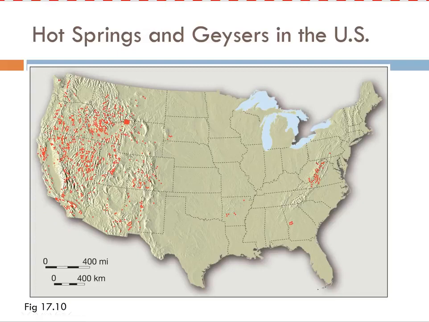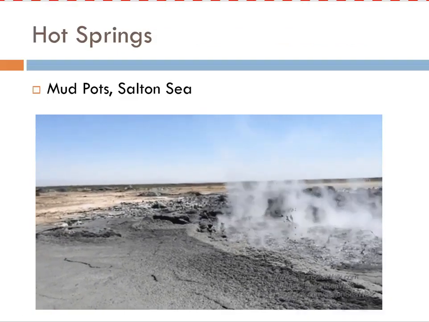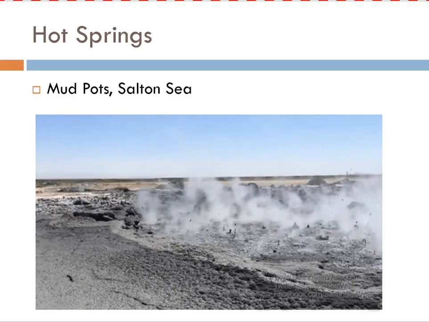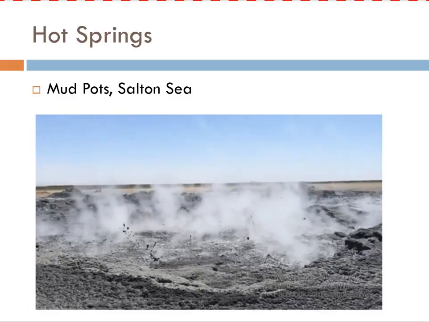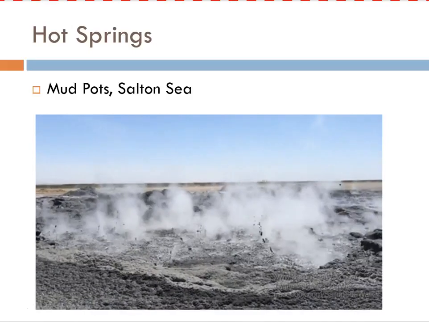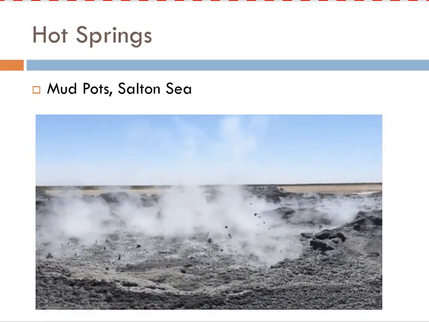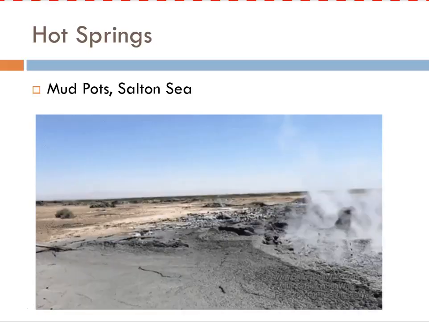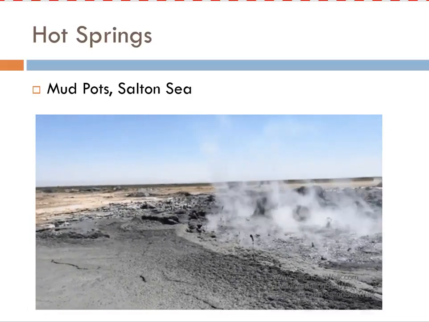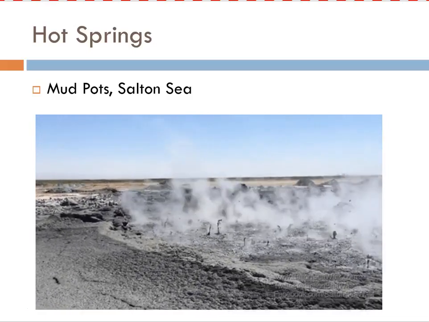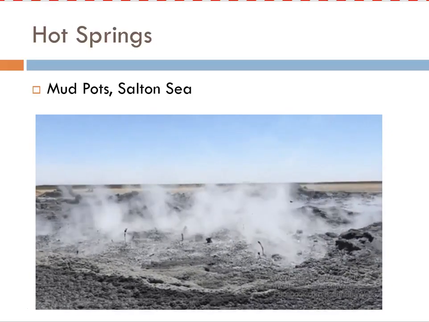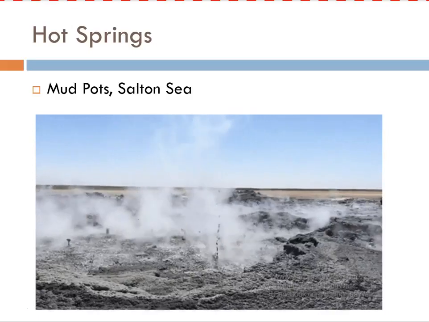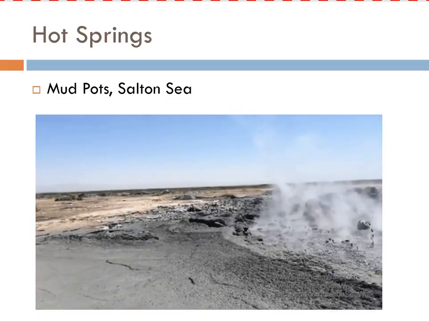Some of my favorites include the mud pots at the Salton Sea. The area where the mud pots are found is actually pretty small. It's maybe like a city block or less. But it's really cool, and you've got all these pots. Some of them are hotter than others. Some you can stick your hand down in, and it's nice and warm. Some of them I wouldn't get anywhere near because they're super boiling.